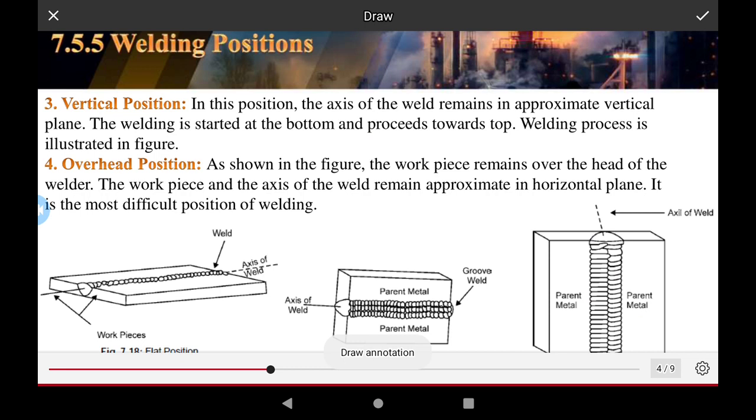And the overhead position, as shown in the figure. In this position, the workpiece remains over the welded area, above the head of the welder, and the axis remains approximately in the horizontal plane. It is the most difficult position of welding.